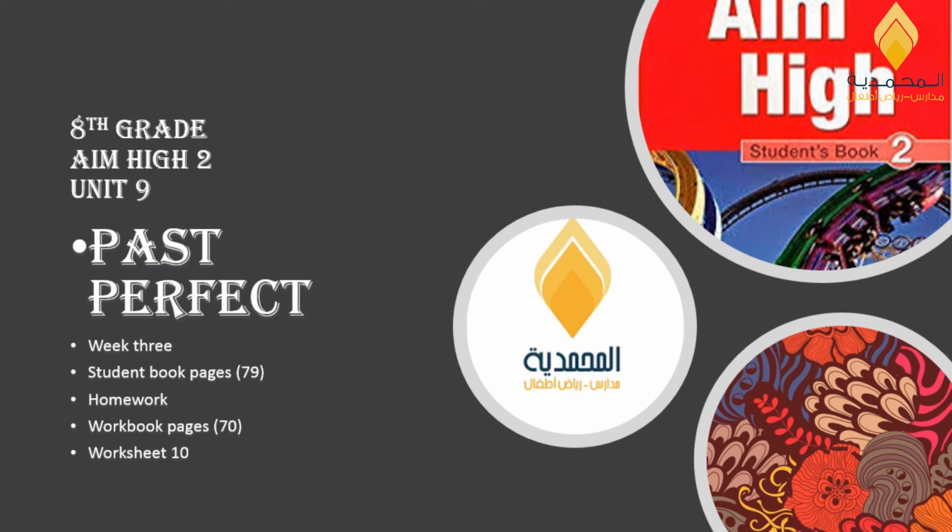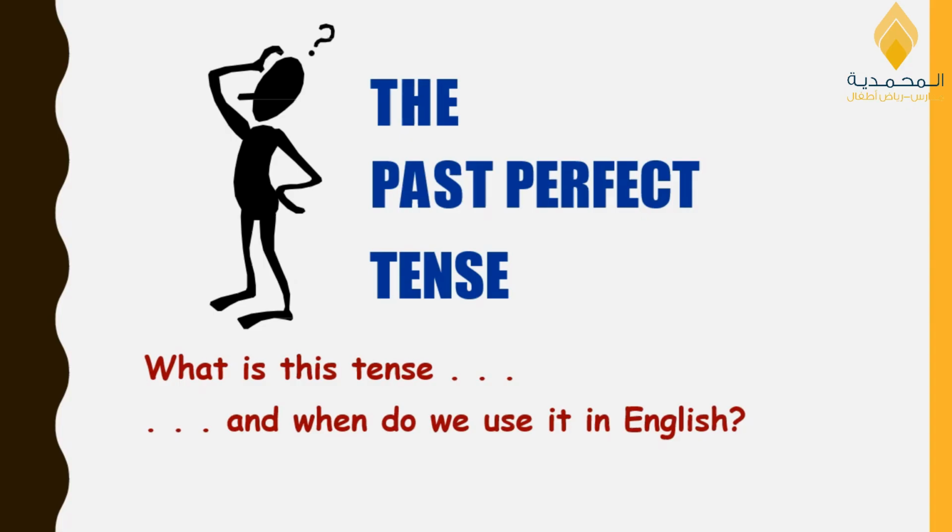Today we're going to start Unit 9 Grammar, Past Perfect. You can find it in your student book, page 79. Today we're going to start with the past perfect tense. What is this tense and when do we use it in English?